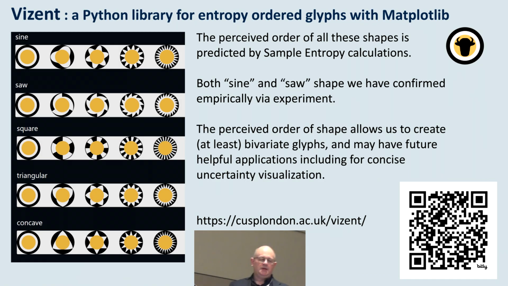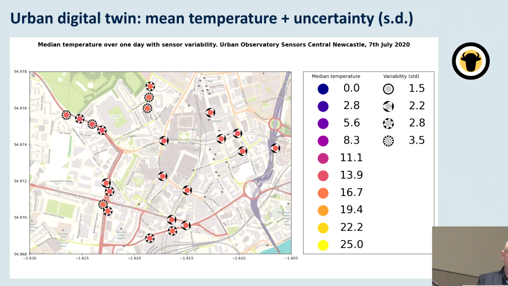Okay, so we've used those tests and produced a software library called Vizent. Vizent is the European bison, for anyone who's worried about what it is. And the first two rows in this we've predicted with some shape complexity metric, with the sample entropy metric, and tested them empirically. The other three we haven't tested as yet. And you can download it and try it out in 2D visualizations, if you don't want to code them yourself.